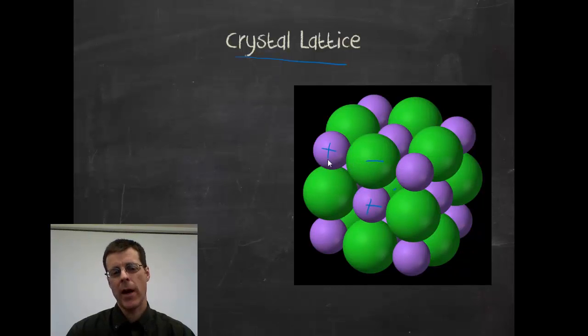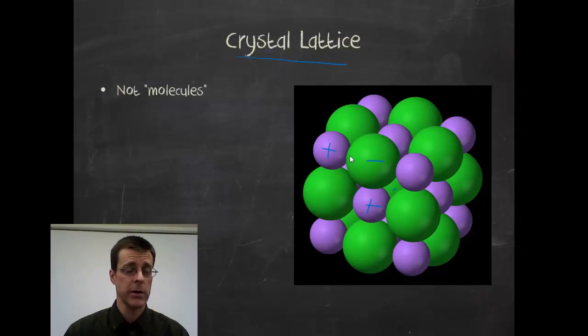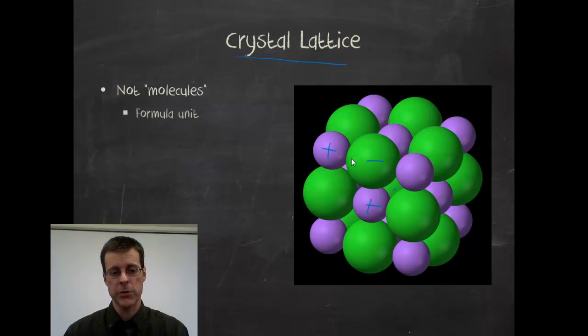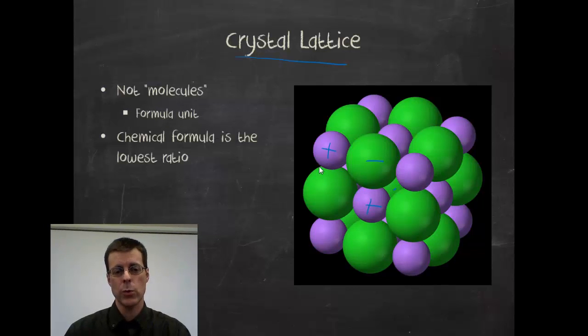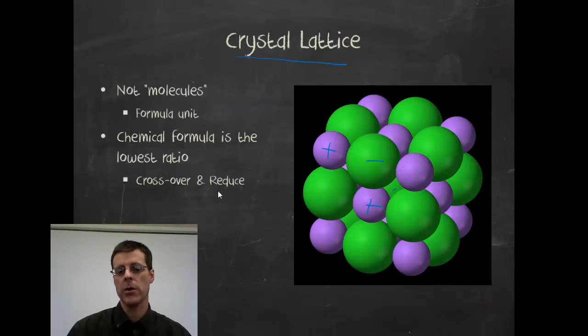So because of that, and because I don't really know which ones pair up, which ones belong to each other as such, I don't talk about sodium chloride, and this is true for other ionic compounds, as molecules. We refer to them as a formula unit. The formula unit is the lowest ratio between the total number of sodium ions and the total number of chloride ions. So if you think back to nomenclature, what we were doing was a crossover and reduce. So it's the lowest ratio of atoms, ions, in that particular compound.